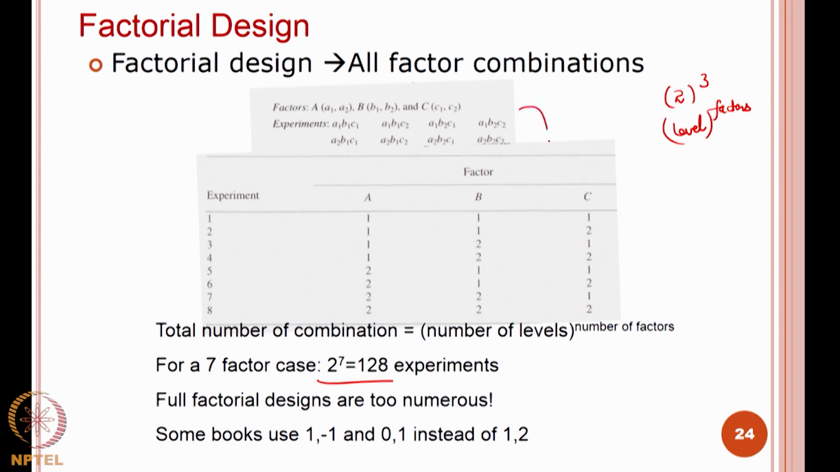How do I write it? It is given here. Experiment number 1, A1, B1, C1. Experiment number 2, A1, B1, C2, that is what we have here. So, get used to this kind of table, where A1 means level 1 of factor A, level 1 of factor B, level 2 of factor B, like that. The full factorial designs are too numerous. Some books might use 1 and minus 1, or 0 and 1, instead of 1 and 2. So, do not get confused; I am saying levels 1 and 2.